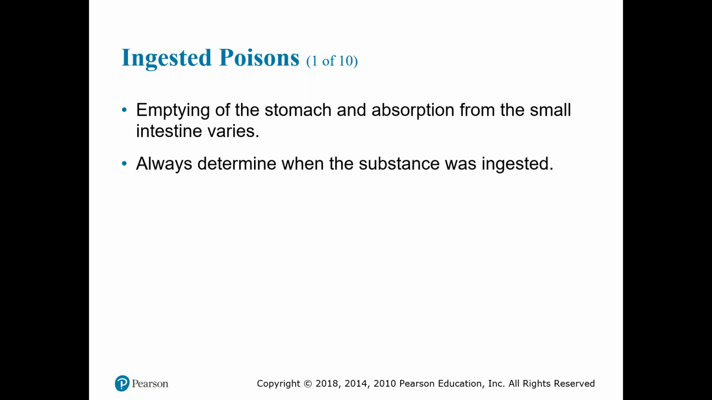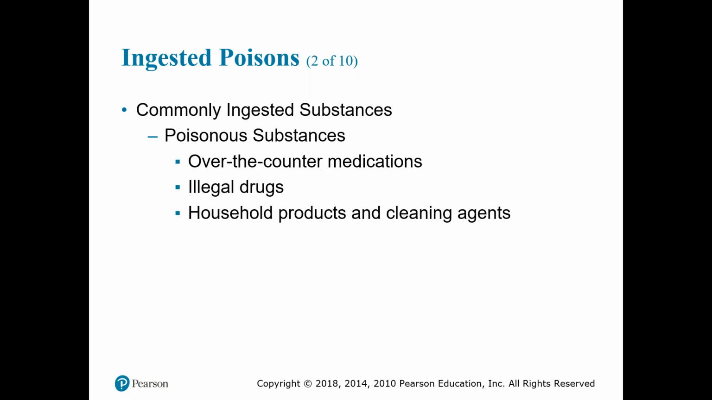So our ingestion of poisons. This is going to enter the stomach and then absorb through the small intestine. So always try and determine what and when that substance was given. The most common ones that we're going to see: over-the-counter medications, illegal drugs, and household products and cleaning agents. Over-the-counter medications, where we see this the most, is elderly patients or maybe vulnerable adults where they don't know or can't remember when they took their medications and they double or triple up their dose.